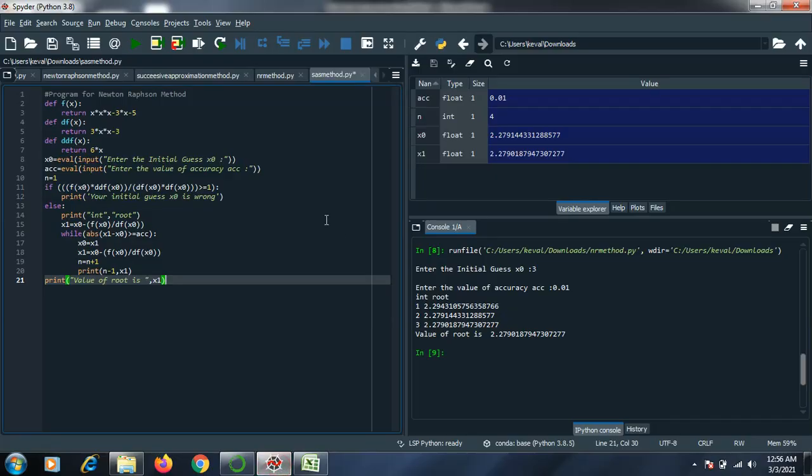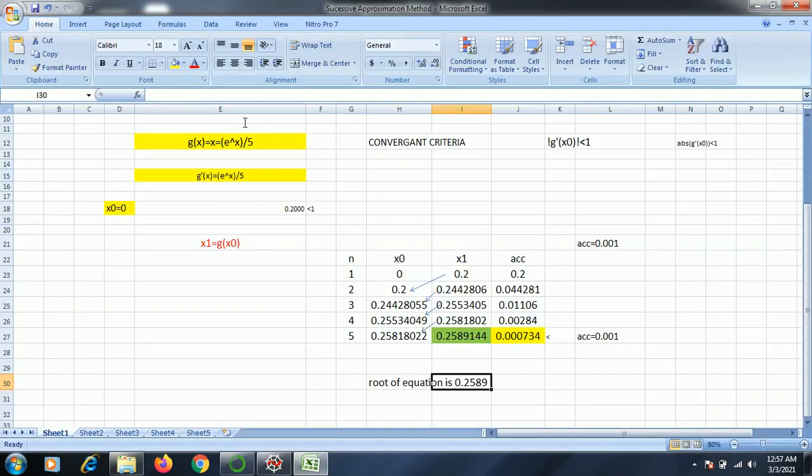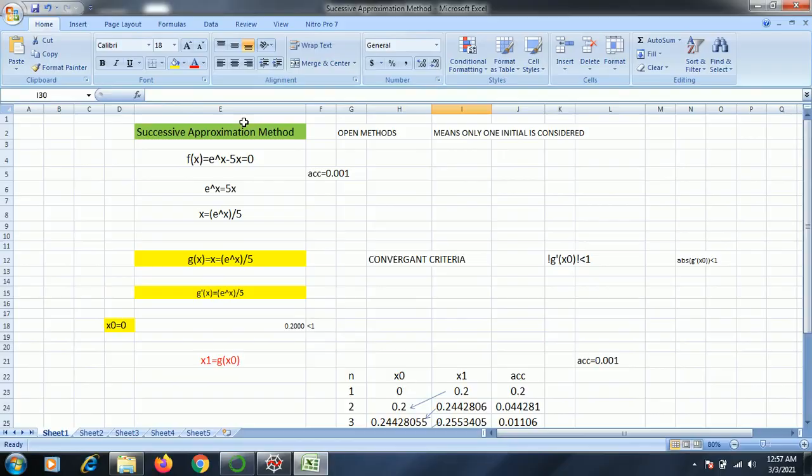Now let us construct a program in Python for a successive approximation method. This is the program which we have constructed for the Newton-Raphson method. Now let us construct a program for the successive approximation method in the same code. So I will change the name of the program. I will change the function. The given function has e raised to x, here it is an exponential term.